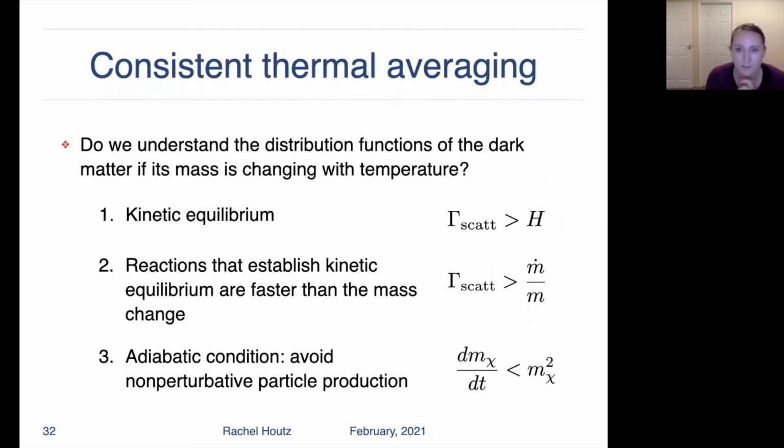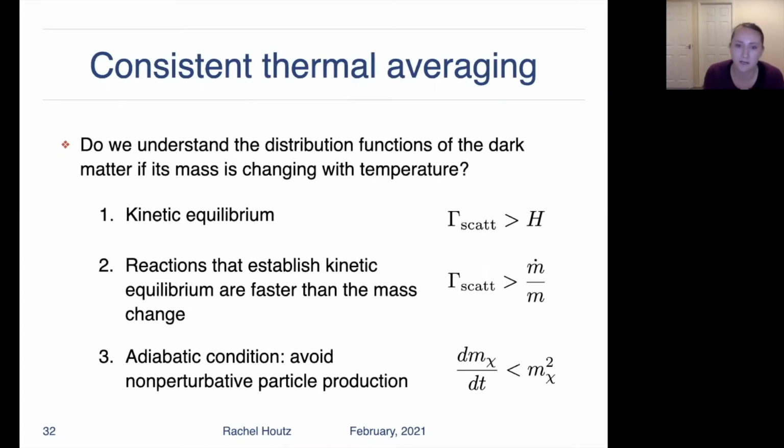In the region where we're using this thermal averaging, another condition that we imposed is that the reactions that establish kinetic equilibrium, meaning the scattering rate, are faster than the mass change. So we required that the scattering rate is bigger than m dot over m. If these two conditions hold, then at least we can trust that our momentum distribution functions are appropriate and our computational method reflects the physics.